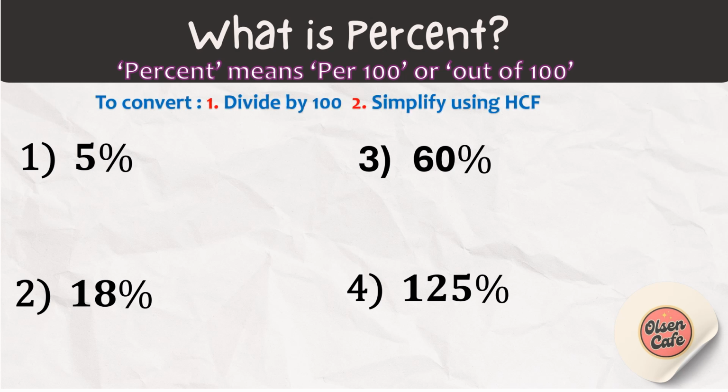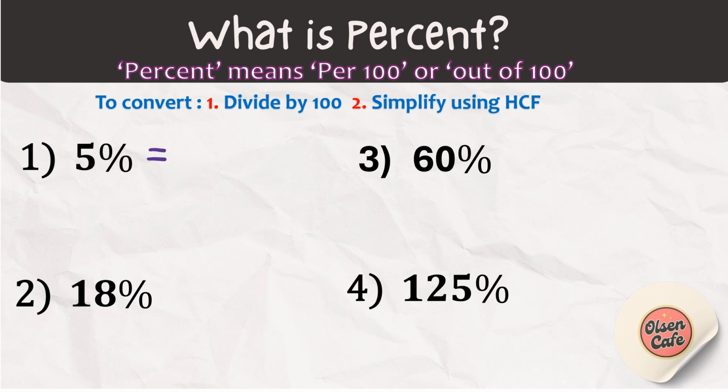So therefore, for us to convert percentage to fraction, step 1, we will have to divide it by 100. And then we will simplify it using highest common factor. Now, let's take a look at these 4 examples.